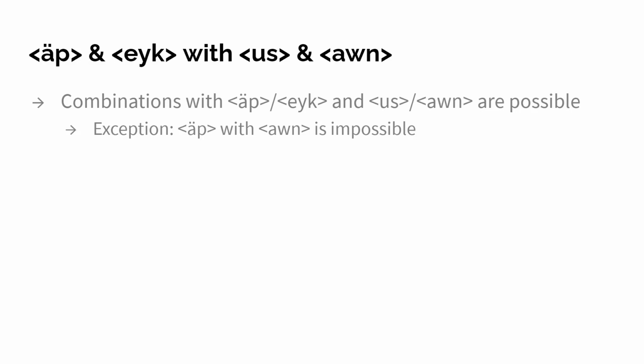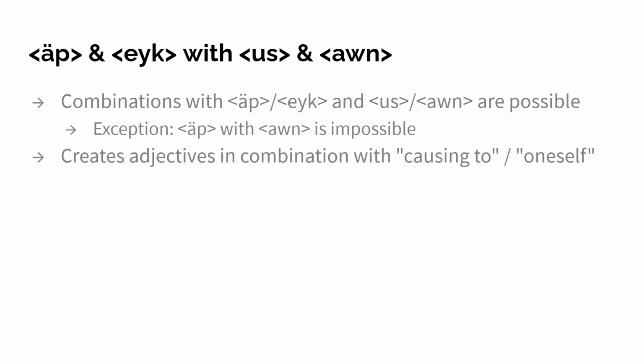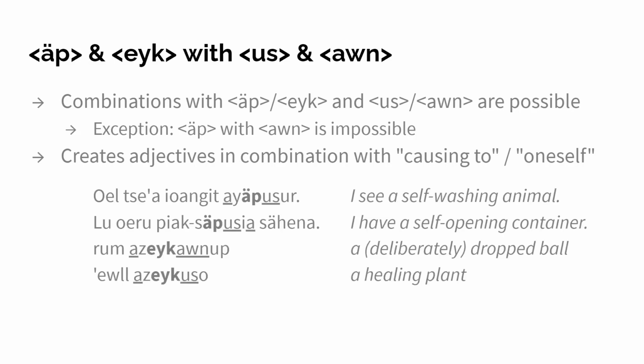So we can't just not put the aun in there to turn it into the passive adjectives. That just doesn't make any sense. But we can combine all the others and it creates just an adjective in combination with the causing to or to oneself effect or itself. Here are some examples. Weltsea ioangit ayepusur. I see a self-washing animal.